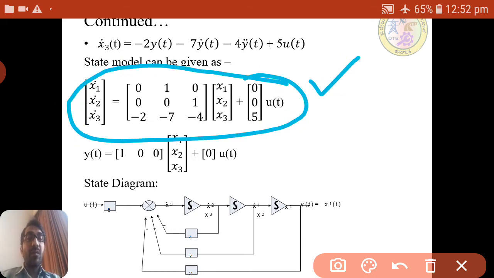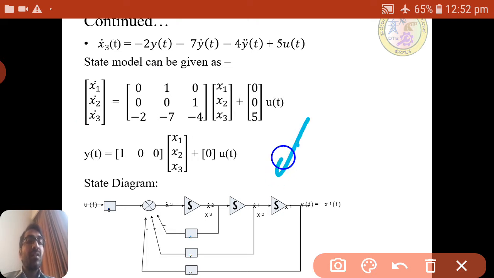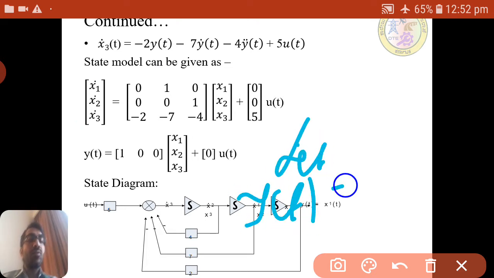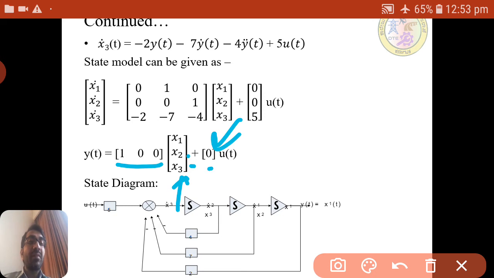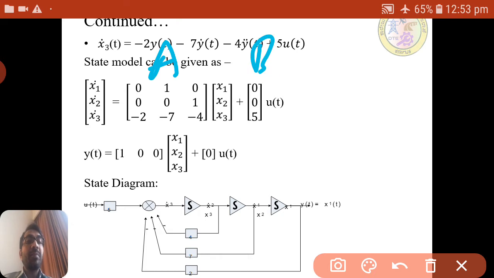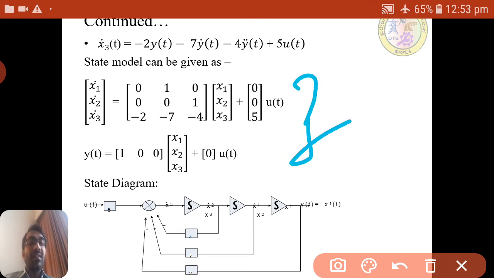The second one is the output equation. We have already taken y of t is equal to x1 of t, so only the first state variable will be there: 1 0 0, since x2 and x3 are 0. There is no direct term in the output equation, so that coefficient is 0. So this will act as the A matrix, this will be B, this will be C, and this will be the D matrix.